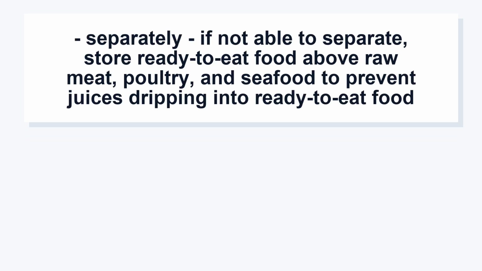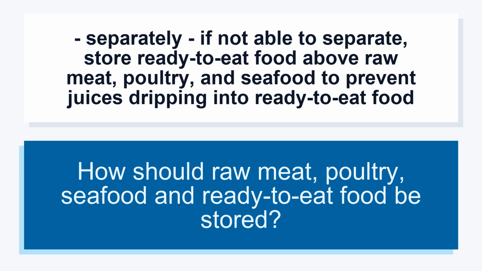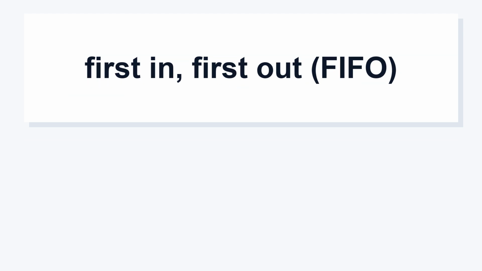Separately. If not able to separate, store ready-to-eat food above raw meat, poultry, and seafood to prevent juices dripping into ready-to-eat food. How should raw meat, poultry, seafood, and ready-to-eat food be stored? First in, first out, FIFO.